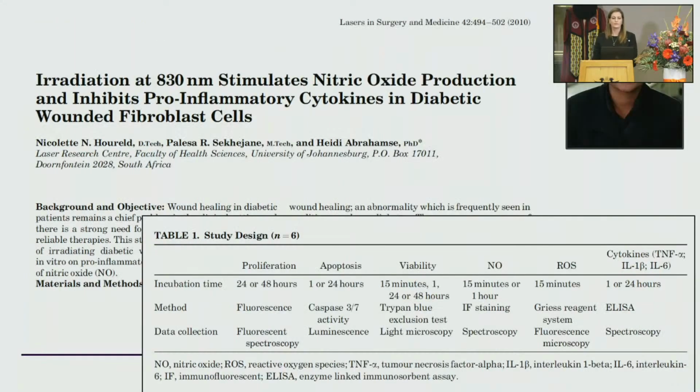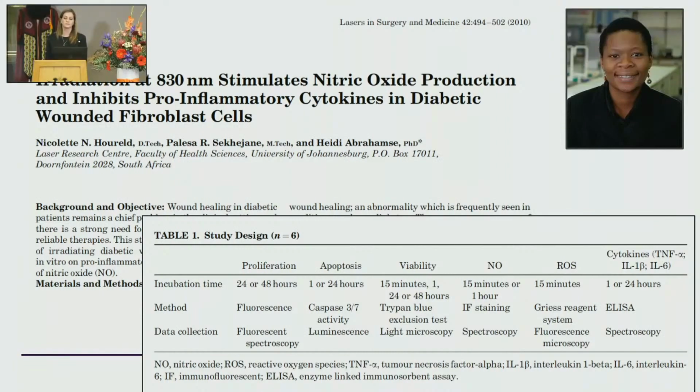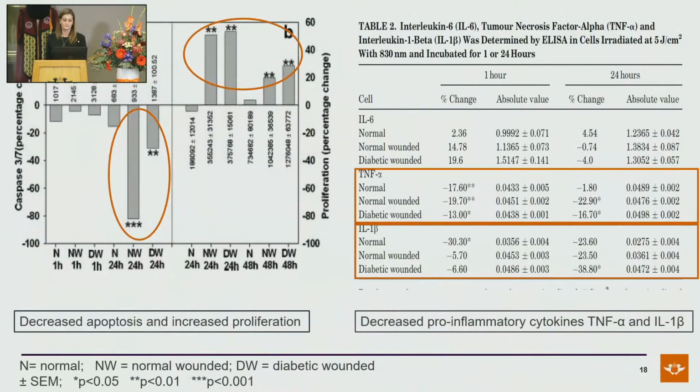In this study, we irradiated cells at 830 nanometers with 5 joules per centimeter squared and determined cellular viability, proliferation, apoptosis or programmed cell death, and pro-inflammatory cytokines interleukin-6, interleukin-1 beta, and tumor necrosis factor alpha. We also looked at nitric oxide and reactive oxygen species.